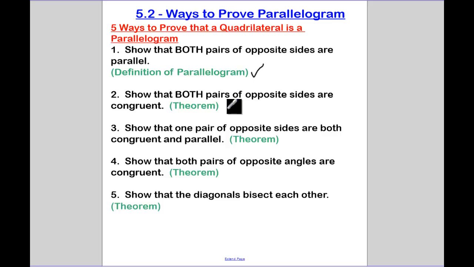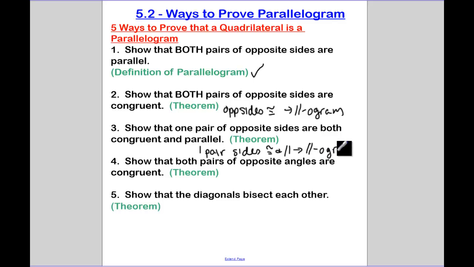So your reason would be opposite sides congruent gives a parallelogram. Show one pair of opposite sides are both congruent and parallel. So one pair of sides congruent and parallel gives us a parallelogram. And what I'm giving you guys here is the reasons for our statements.